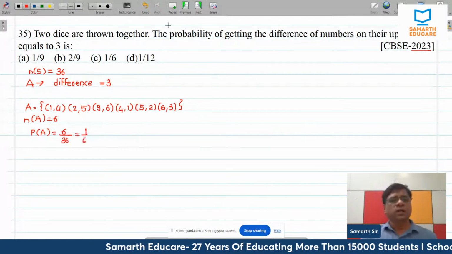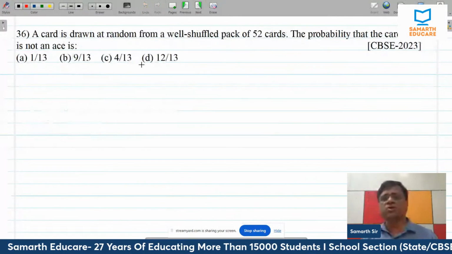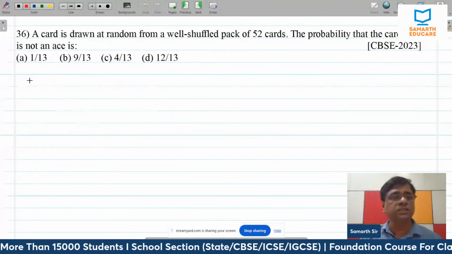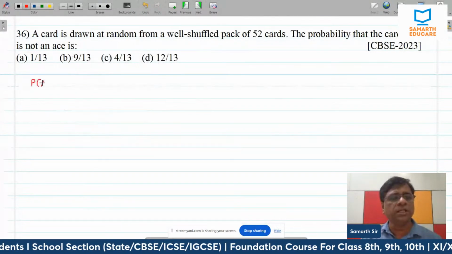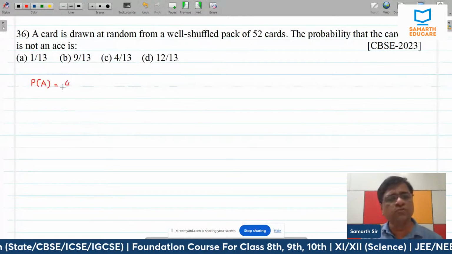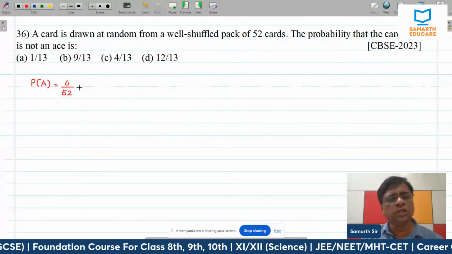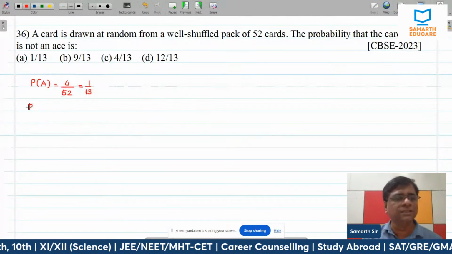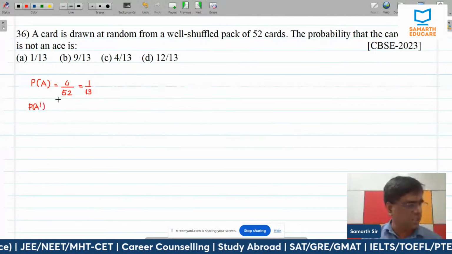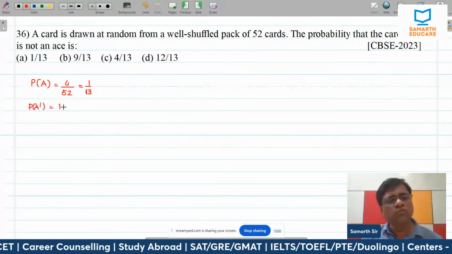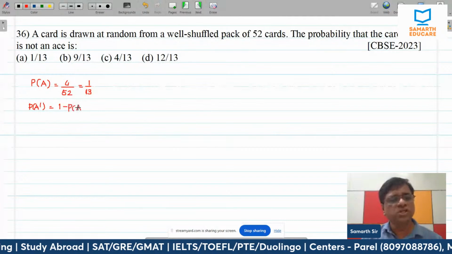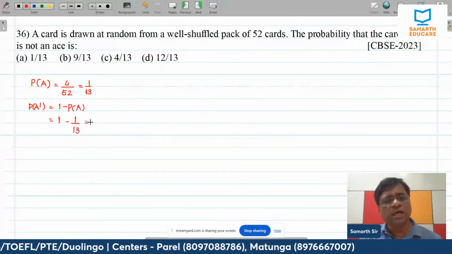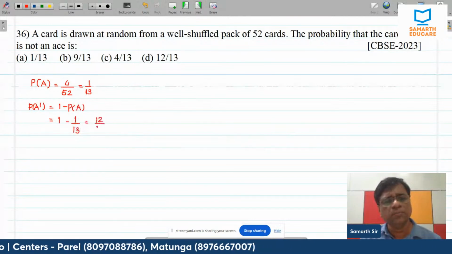A card is drawn at random from a well-shuffled pack of 52 cards. Find the probability that the card drawn is not an ace. If I take the probability of an ace, there are 4 ace cards out of 52, which is 1 upon 13. If I don't want an ace, no ace is the complementary event of ace. That means 1 minus P of A, which is 1 minus 1 upon 13. 13 minus 1 is 12. Hence, the answer is 12 upon 13. All right, so this is your answer.